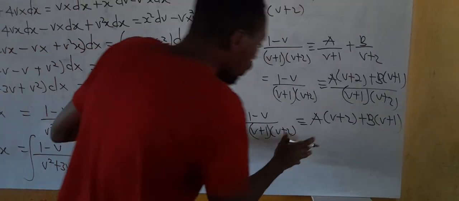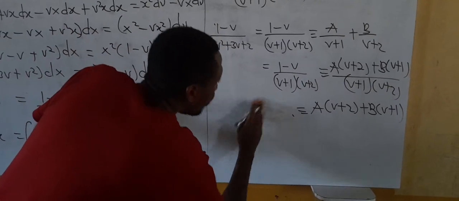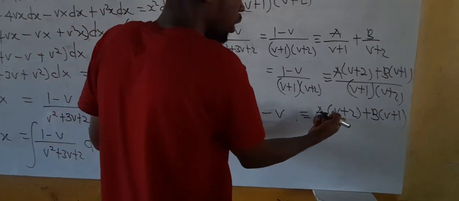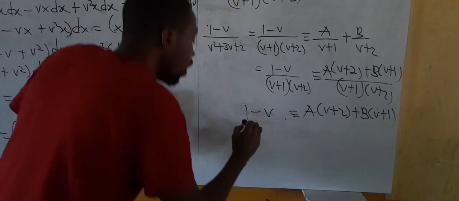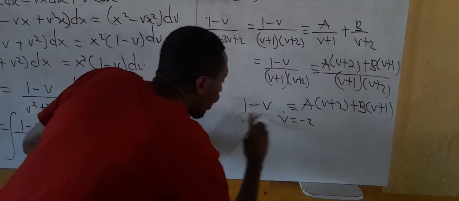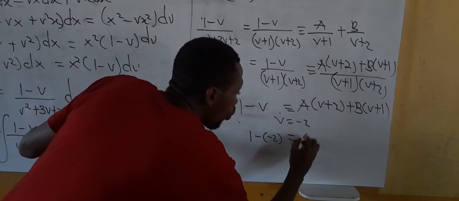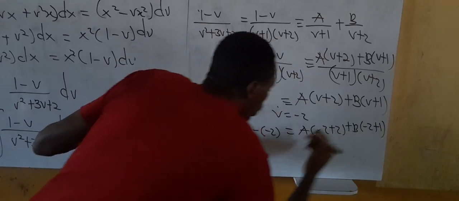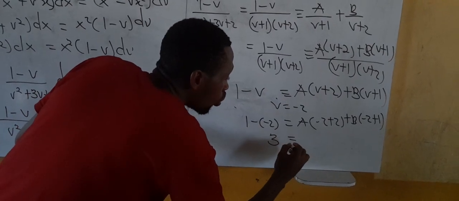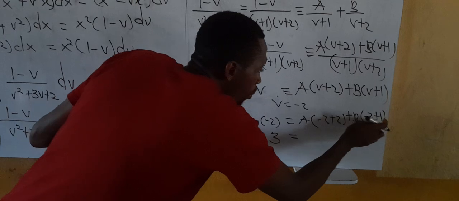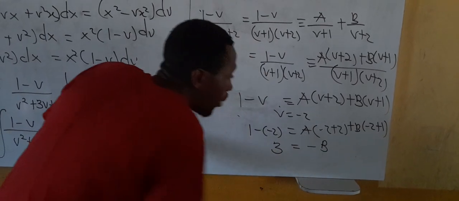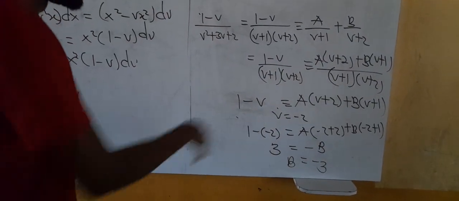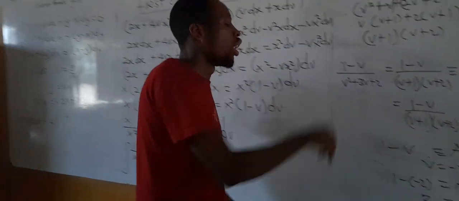What's the next thing? The numerator is 1 minus V actually. Since they are the same, we just set them equivalent. First, we'll let V be equal to minus 2. So when V is equal to minus 2, what do we have? We have 1 minus (minus 2) equal to A(minus 2 plus 2) plus B(minus 2 plus 1). So this will be 3 equal to, the A term will be 0, so the whole of that will be 0. Minus 2 plus 1 is minus 1, times B will be minus B. So our B is equal to minus 3. I hope you get that. We'll try to find A next, then our board is full, then we take it from there.